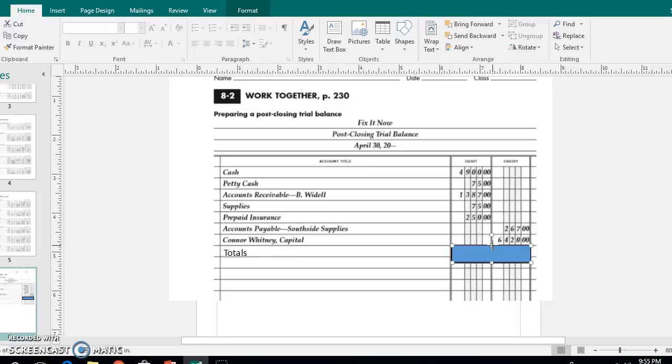We're going to single rule, single line, and you're going to add up all your debits and all your credits. They should equal, and once they equal, you're going to double rule. And that is the post-closing trial balance. So once again, you're only putting the accounts on the post-closing trial balance that have balances. The only accounts that have balances. If they have zero balances, you are not putting them on.